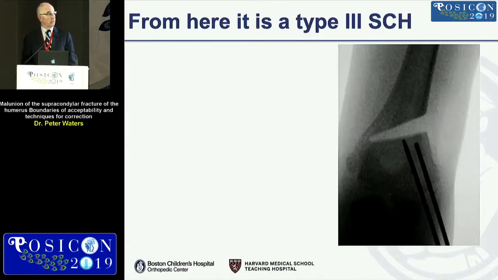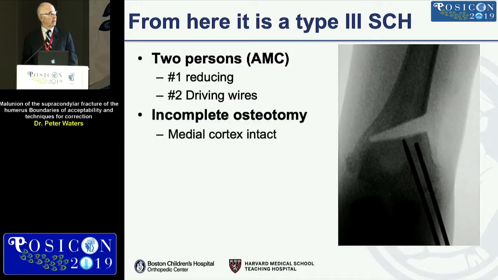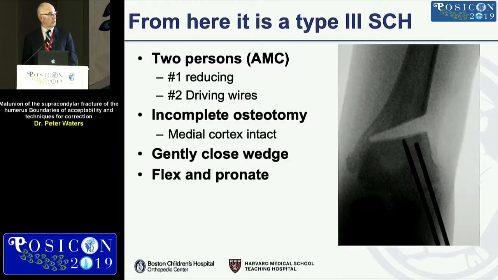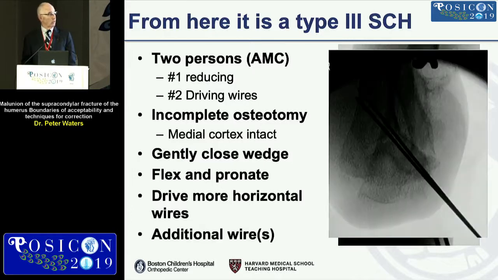So you see most of the bone is out. We're still stable. The vertical wires are in place. We nibble at that last little piece there, and now it's just a supracondylar fracture. If you have assistance, it can help because one person's reducing this, and the other person is just driving the wires home at the very end of the operation. Medial cortex is intact. You gently close the wedge. You flex and pronate like you would a supracondylar fracture, and then you drive your wires, which will now be a bit more horizontal because of the closing wedge. And then you add additional wires if you need to.